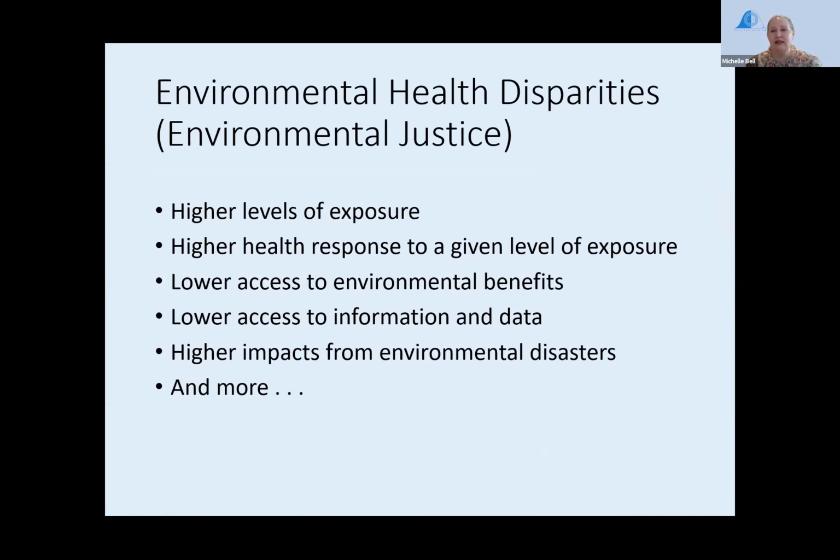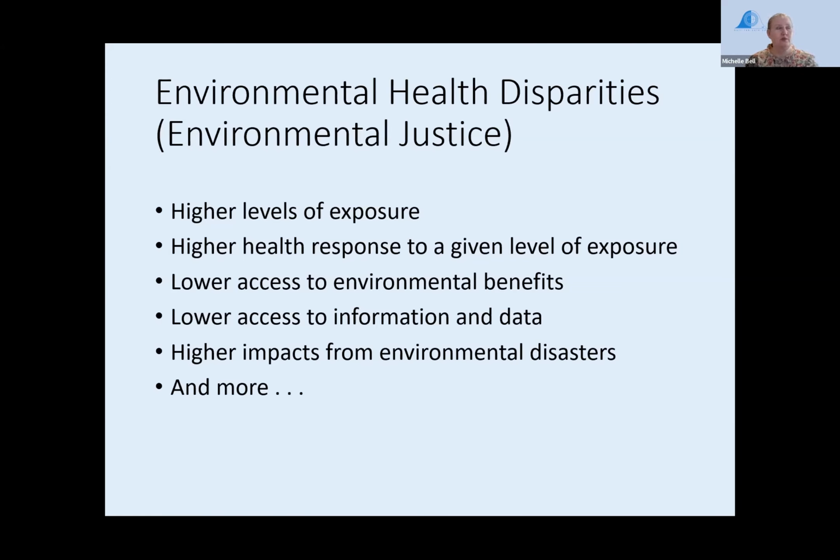So the most commonly discussed is that some people have higher levels of exposure. So imagine you have different communities. Some people live in areas of high air pollution. Some people live in areas of low air pollution. Another commonly researched example is higher health response to a given level of exposure. So even if we could press a button today that made all environmental exposures equal across everyone in the world, we would still have enormous environmental justice problems.